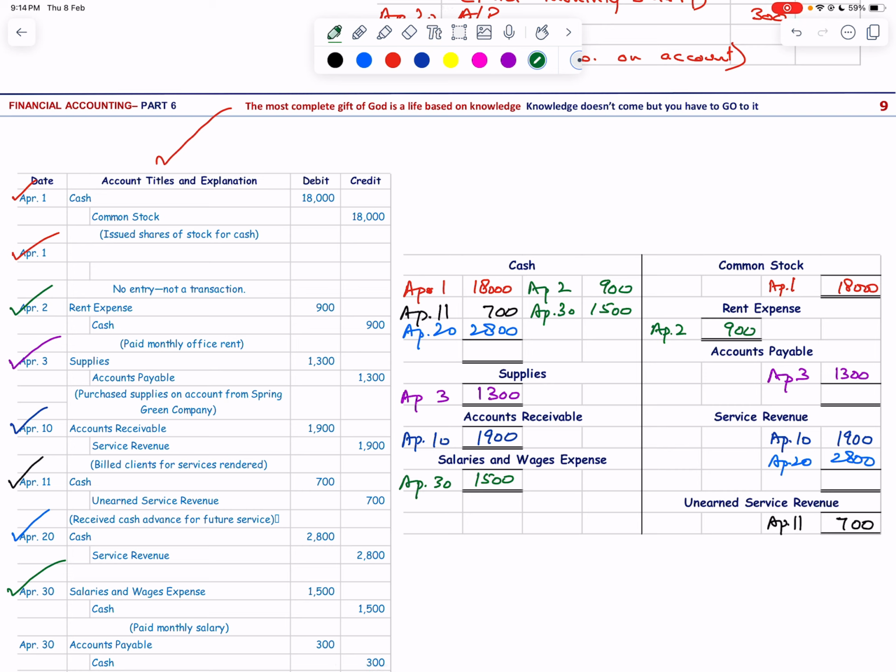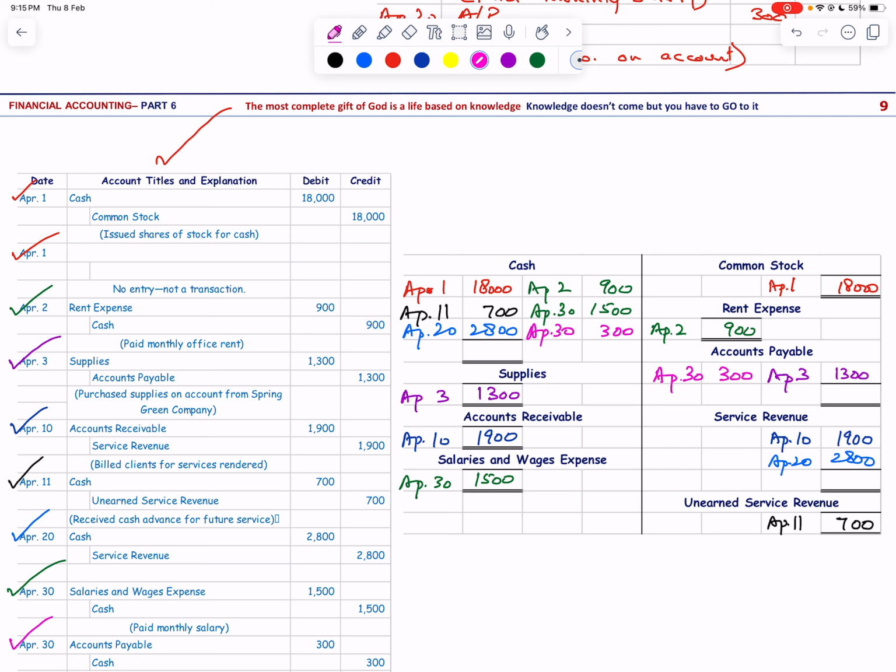Then we have accounts payable, and accounts payable is debit, so accounts payable April 30 is debit by 300, and April 30 cash is credit by 300. Now we make the balance.